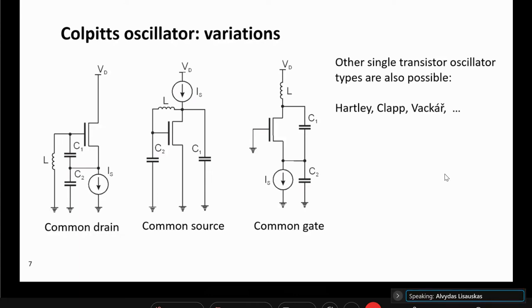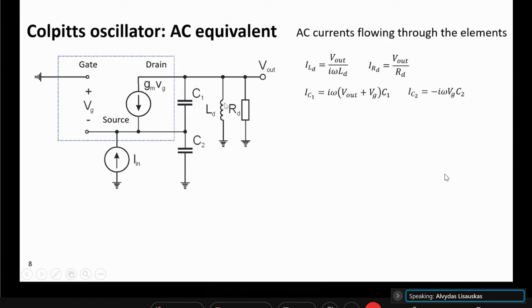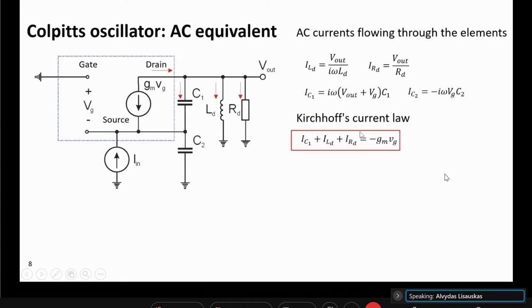And so first, if we take the AC equivalent of the transistor, the simplest one is just a source with gm. So there are no parasitics yet here. And we add all those three elements: LD, and capacitors C1 and C2 here as dividers. And then we would take just Kirchhoff's laws and calculate currents.